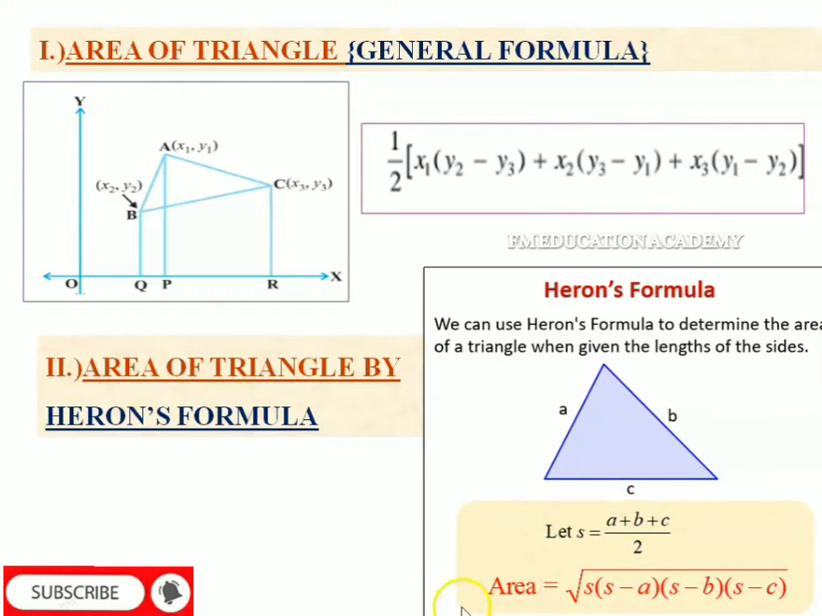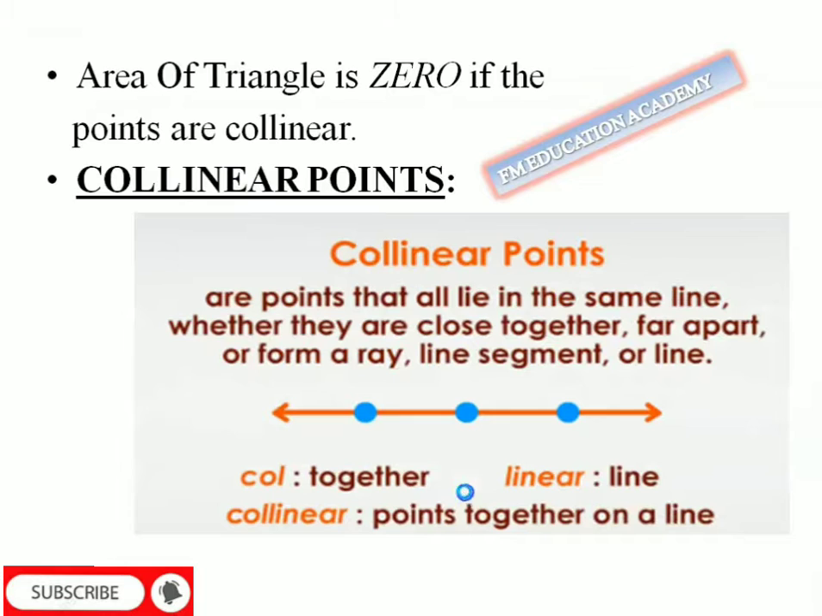Then calculate the area. How to calculate the area? Area is equal to the square root of s. What is s? Just now we calculated (A plus B plus C) by 2, into (s minus A), the length that you will get, into (s minus B), into (s minus C). There is also a very easy formula.